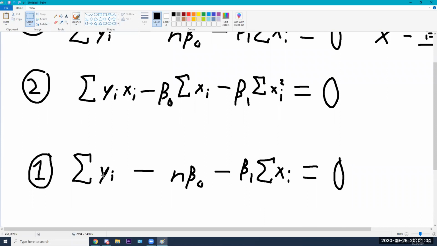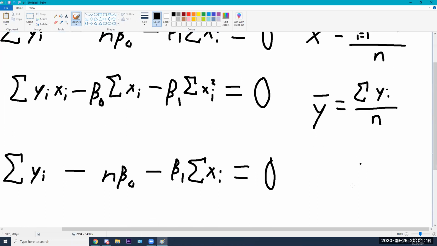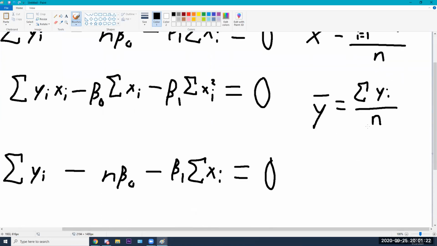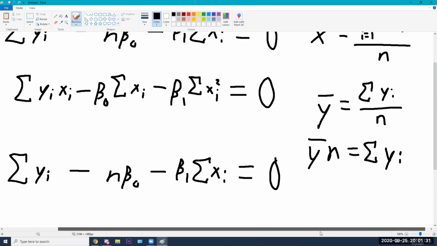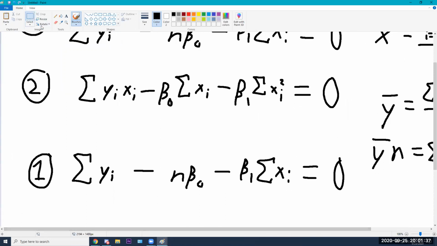Okay, so we have the sum of all the yi terms, right? But if you remember here, let me just rewrite this for y bar: the sum of yi over n. What you can do with this equation is multiply both sides by n. And so you get y bar n is equal to the sum of all the y values, right? That's what we're going to do here. We're going to substitute the sum of all the y values with y bar n, okay? So now instead of this, we have n y bar. And then we're just going to keep this n beta 0.